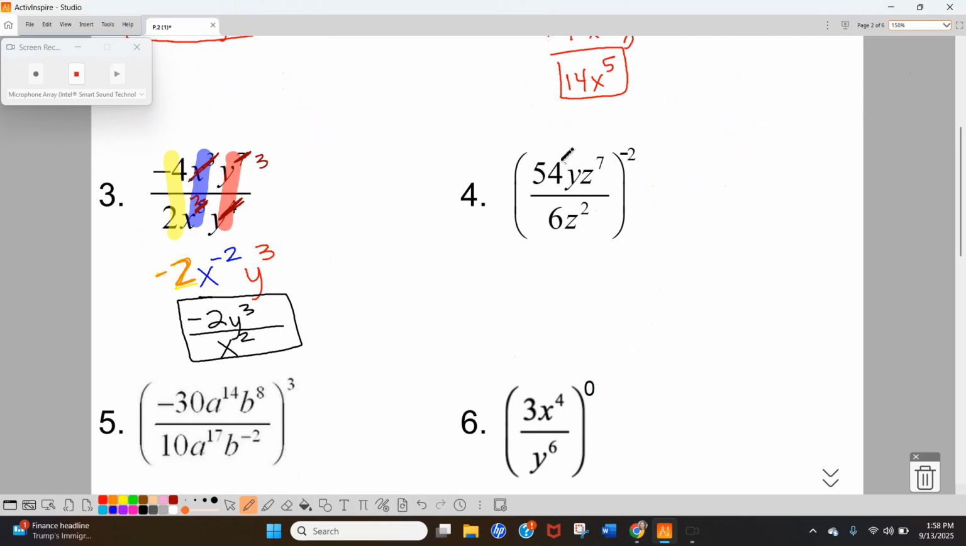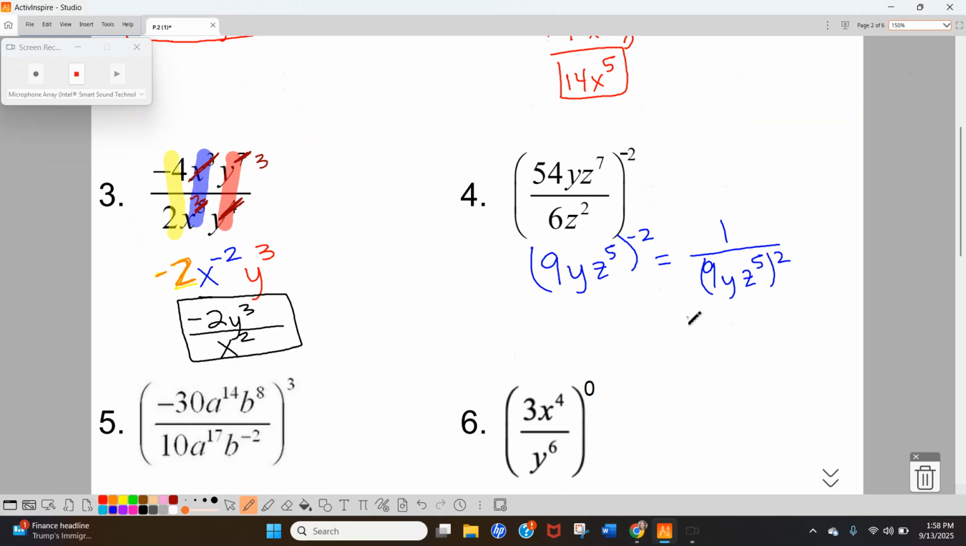54 divided by 6 is 9. We only have that y on top, and these two z's will knock this down to 5. 7 minus 2 is 5. So we'll have this, and then we raise it to the -2. All right, so what that means is we need to do 1 over 9y z to the 5th and make all of that to the +2.